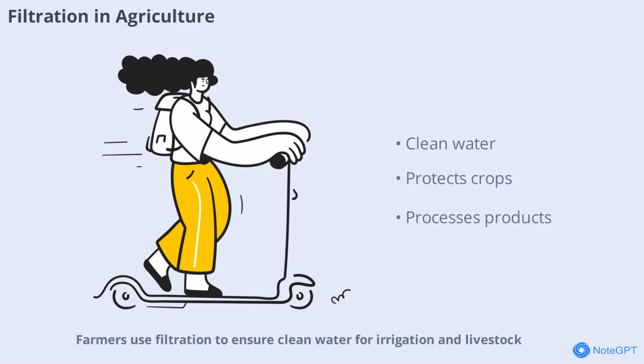Farmers use filtration to ensure clean water for irrigation and livestock. Filters remove dirt, sand, and other particles from water sources, protecting crops and animals. Filtration also plays a role in processing agricultural products, such as filtering juice or milk.